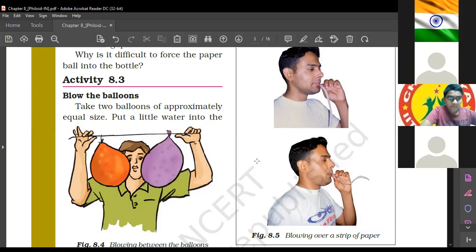Sir, because of low air pressure. Okay, good. Can you explain that completely? Yes, sir. Whenever the wind speed is high, the air pressure gets low. So whenever we are blowing air at that strip of paper, the air pressure will get low because we are blowing air. So as the air pressure is low, the strip of paper will come up. Okay, good. Next, anyone?